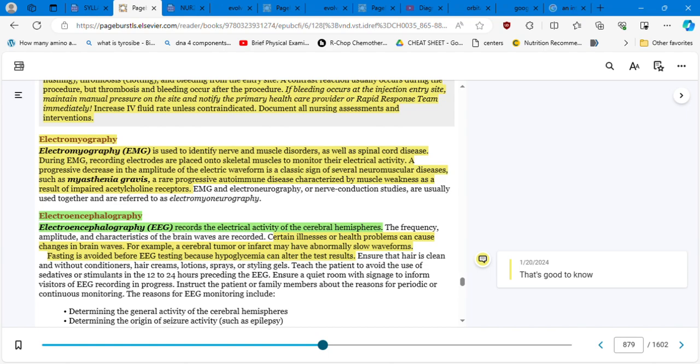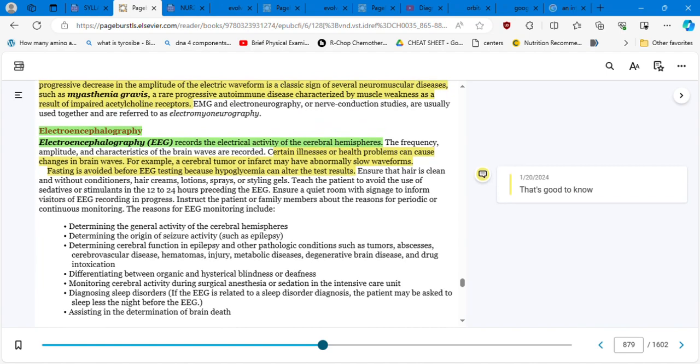A progressive increase in the amplitude of the electric waveform is a classic sign of several neuromuscular diseases such as myasthenia gravis, which we are gonna check further in the chapters related to nervous system disorders. Myasthenia gravis is a rare progressive autoimmune disease characterized by muscle weakness as a result of impaired acetylcholine receptor. Myasthenia muscle weakness, MM, okay? Electroencephalography records the electrical activity of the cerebral hemispheres: electro, electrical; encephalo, related to the brain; graphy, okay?